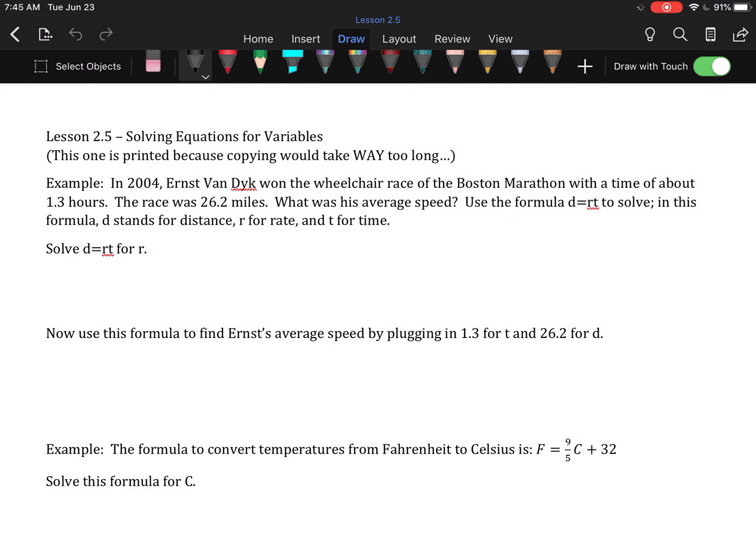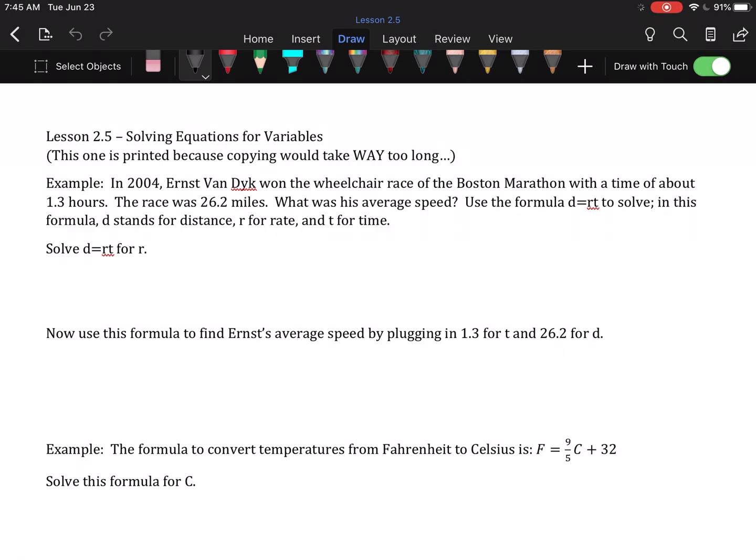In 2004, Ernst van Dijk won the wheelchair race of the Boston Marathon with a time of about 1.3 hours. The race was 26.2 miles. What was his average speed? Use the formula d equals rt to solve, and in this formula, d stands for distance, r for rate, and t for time. So we're being asked speed, which is rate.